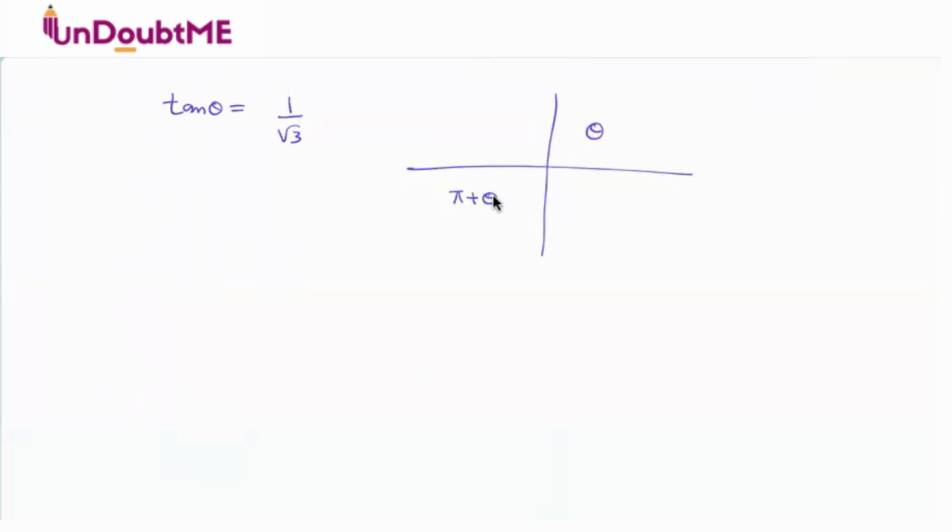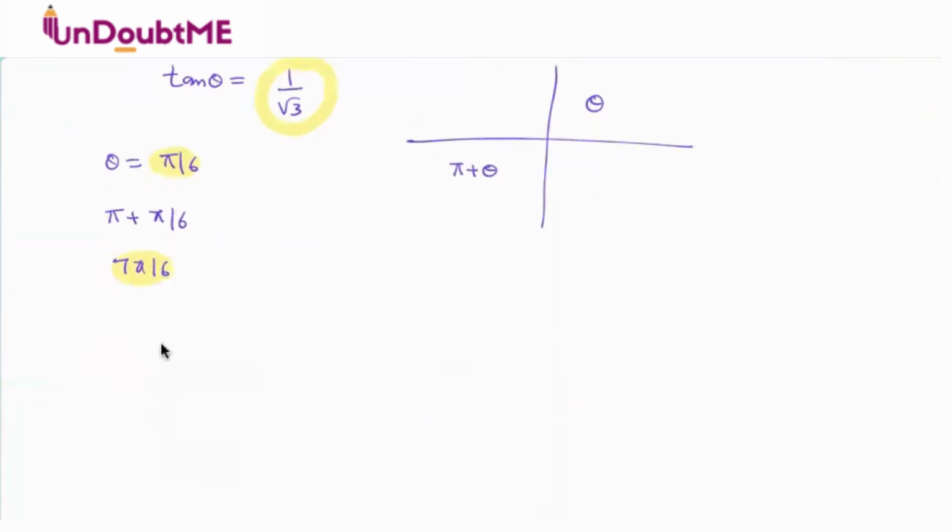because the third quadrant belongs to tan. Now theta value, when you do it in the calculator, you will get pi by 6. So your other answer will be pi plus pi by 6, that is 7 pi by 6. So tan pi by 6 and tan 7 pi by 6, both of them are giving us the same answer.